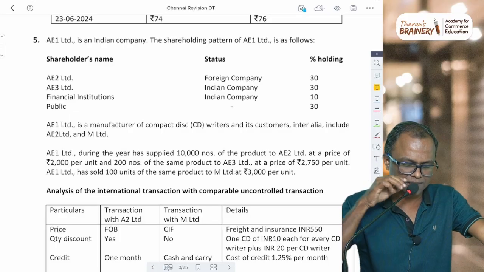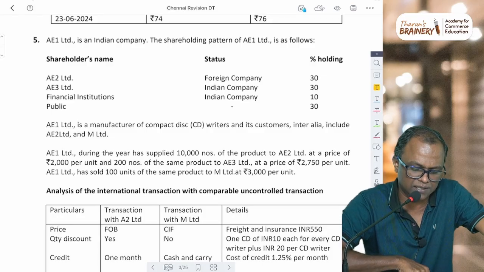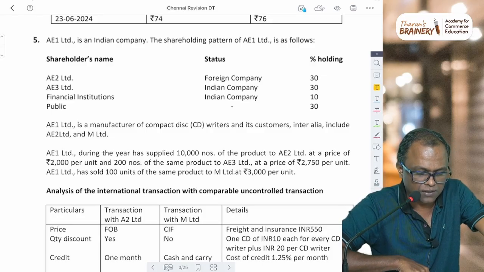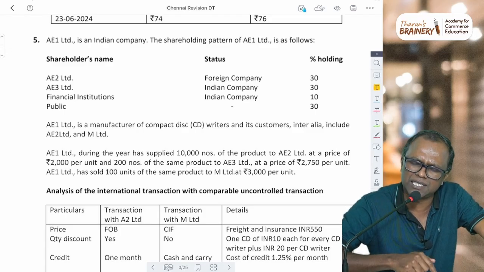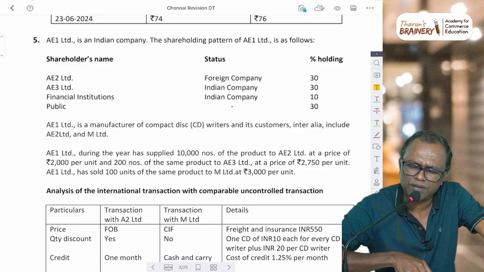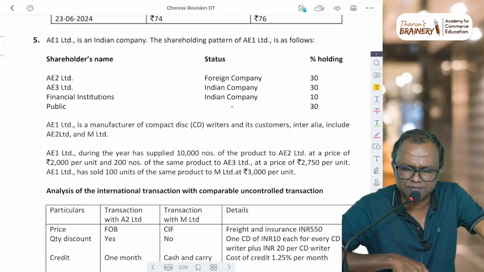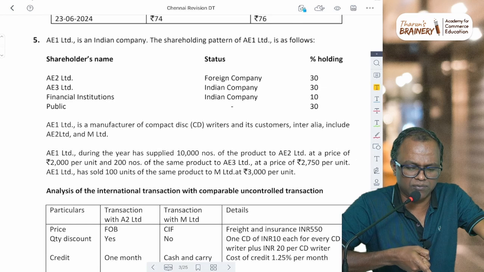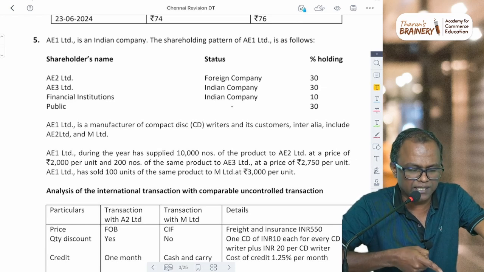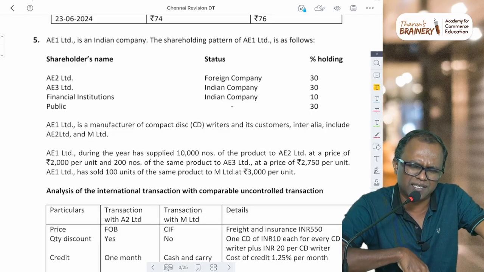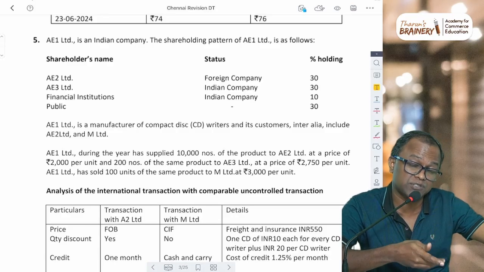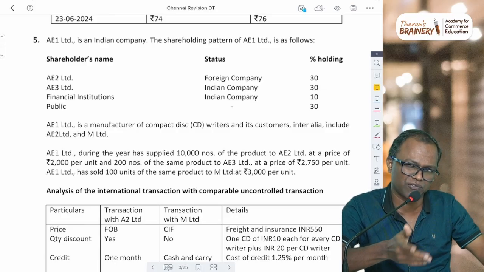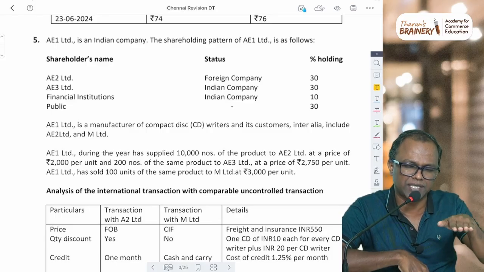So what is the price charged from M Limited? 3,000. What is the price charged from the related party? That is 2,000 per unit, charged from the related party, foreign company. Whether it is the debit side or credit side of the P&L, which side is it affecting? See, AE1 Limited is a manufacturer of compact disc writers and its customers include AE2 and M Limited. AE1 Limited during the year supplied 10,000 numbers. That means sales. P&L account, credit side, sales. So we have to find out the arm's length sales. What is the arm's length selling price under the CUP method? That we have to find out. For that basis, we should take the price of M Limited.